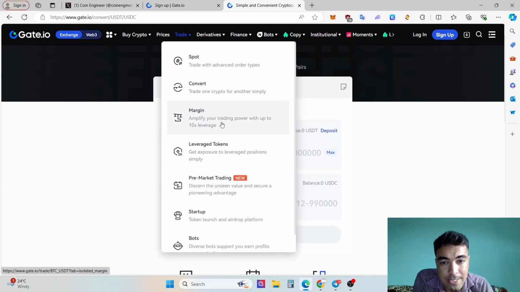And for margin, you can use up to 10x leverage. The method is the same seamless features as spot, so there is nothing else to discuss about margin.